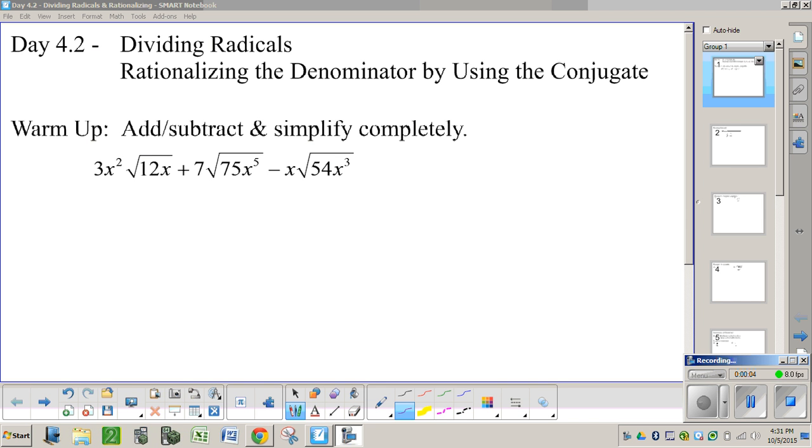Today we're going to talk about dividing radicals and rationalizing the denominator using the conjugate. Now I know there's a lot of vocabulary in there, but don't worry, it's really not that bad.